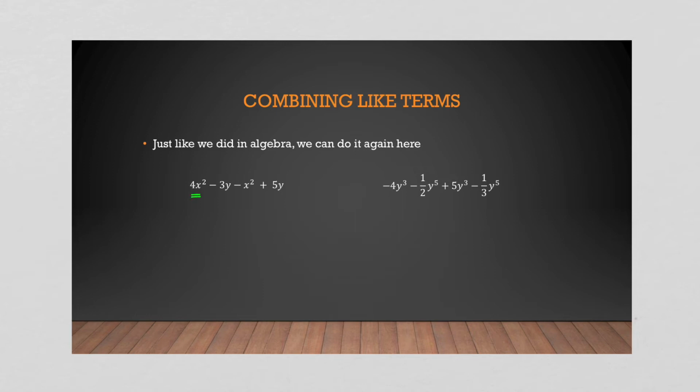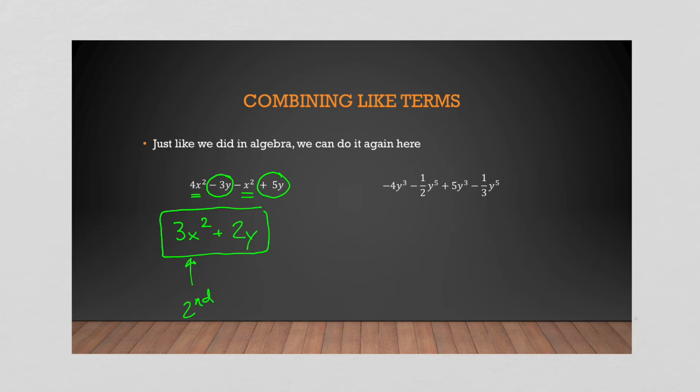So here I have an x squared and here I have an x squared. Those are the same thing, so I can combine those. I have 4x squared minus 1x squared is 3x squared. Here I have a y term and a y term. Those are exactly the same variable to the exact same power, so I can combine them. I get plus 2y. So that is simplified. That's in descending order, and this is a 2nd degree polynomial.